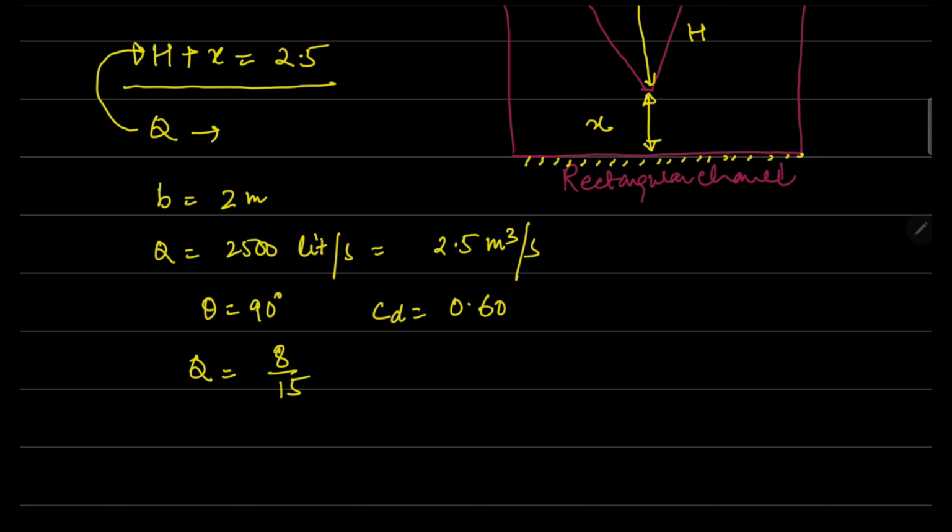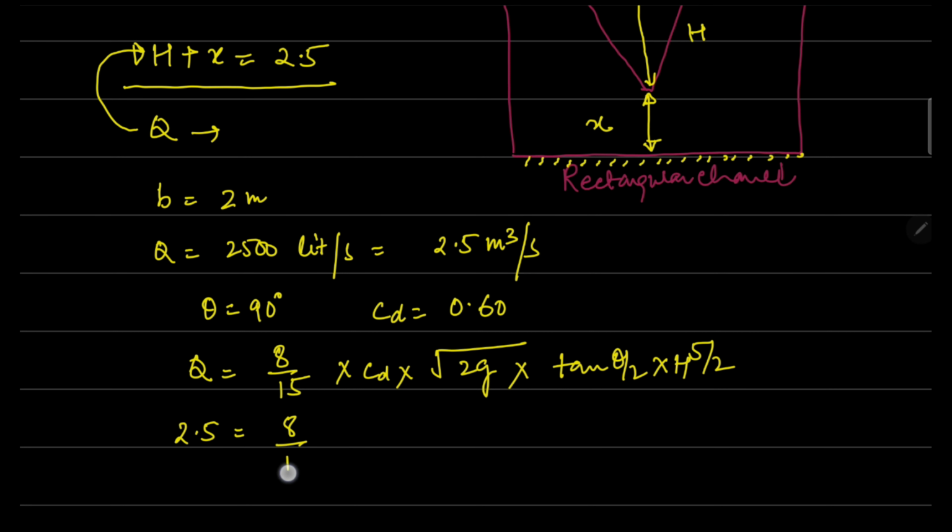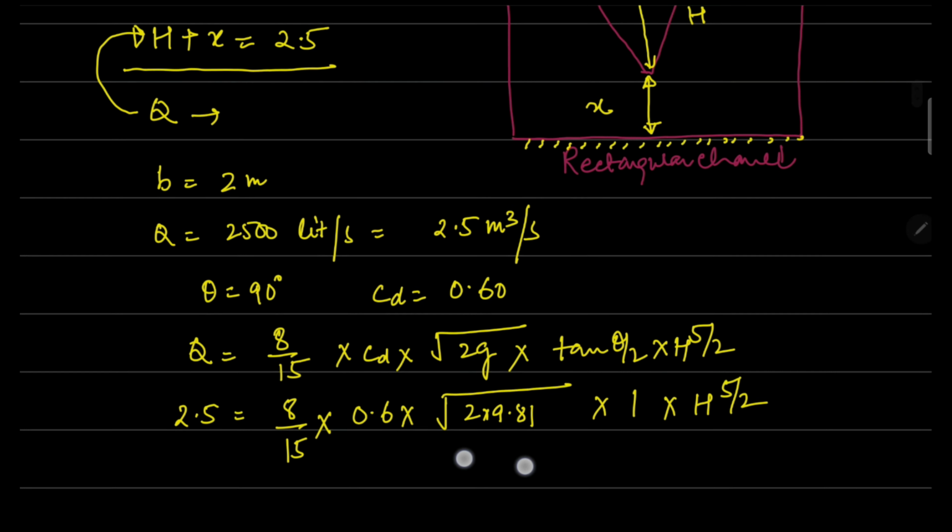So we will figure out the discharge over the triangular notch, that is Q is equal to 8 by 15 multiplied by CD multiplied by root 2g multiplied by tan theta by 2 multiplied by h raised to the power 5 by 2. So 2.5 is equal to 8 by 15 into 0.6 multiplied by root of 2 into 9.81, and tan theta by 2 will be equal to 1 because theta is equal to 90 degrees, and then h raised to the power 5 by 2.